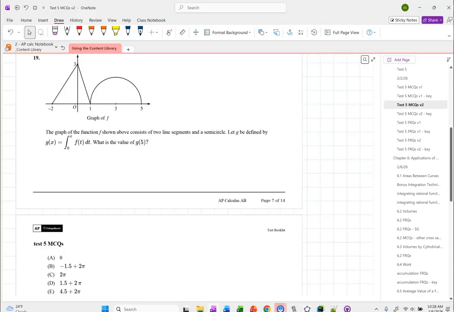The graph of the function f shown above consists of 2 line segments and a semicircle. Let g be defined by g of x equals the integral from 0 to x of f of t dt. What is the value of g of 5?